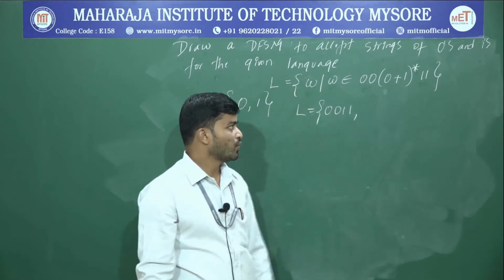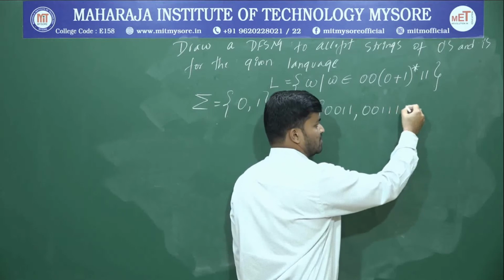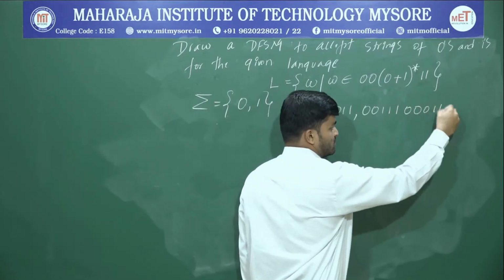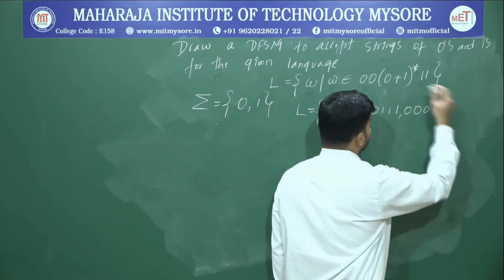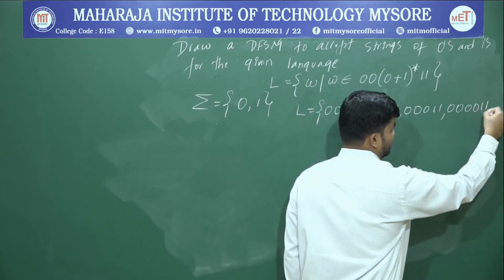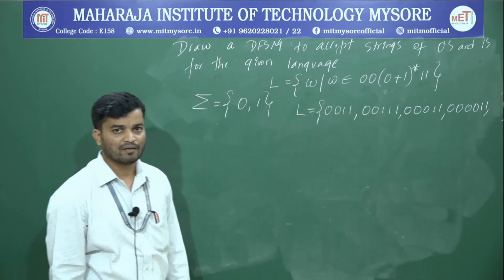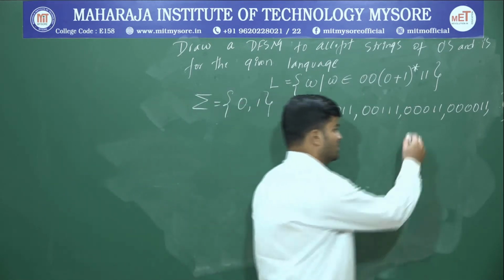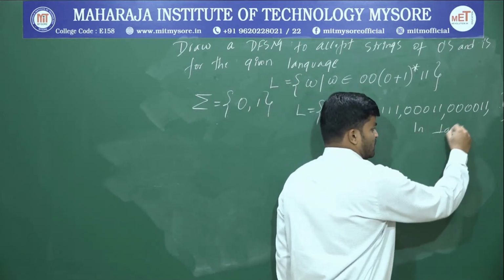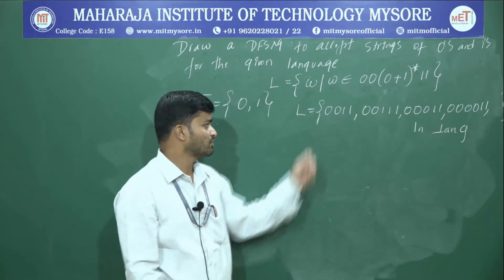Okay. If star becomes 1, either I will get 00111 or 00011. And if star becomes 2, 000011, and this will continue. Okay. So what's the type of the language? The type of the language is infinite. For an infinite language, go with the minimum length string.